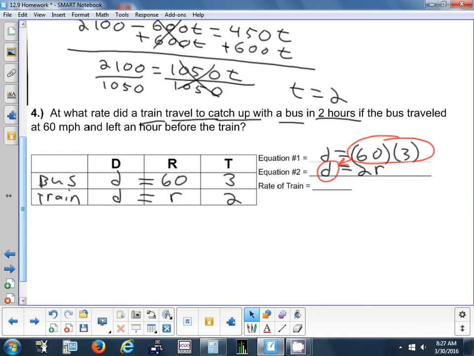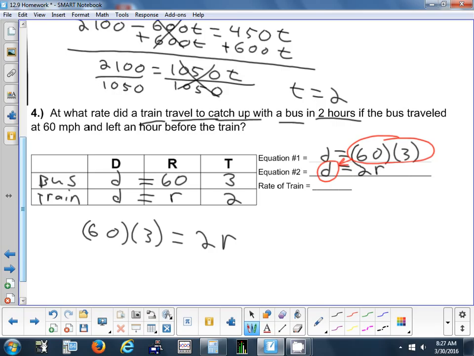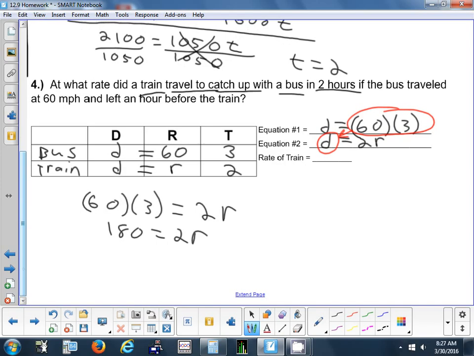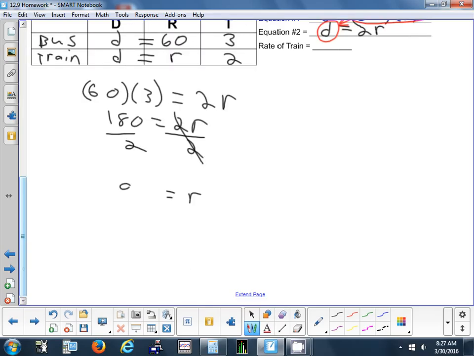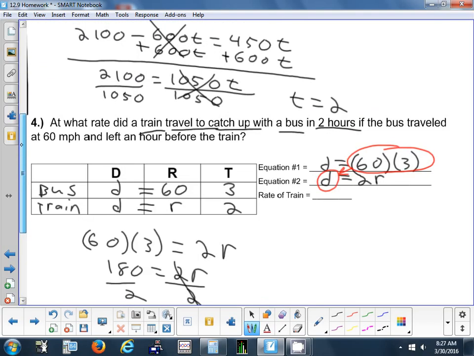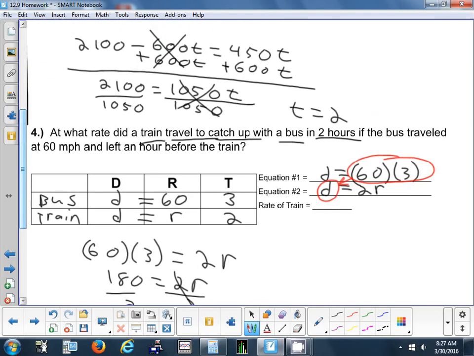All right? So distance equals 60 times 3. Plug that into the bottom one for D. 60 times 3 equals 2 times R. What's 60 times 3? 180. And my last step, what do we do to finish this up? Divide by 2. So R is how much? 90. Okay, so what's the speed of the train? 90 miles an hour.